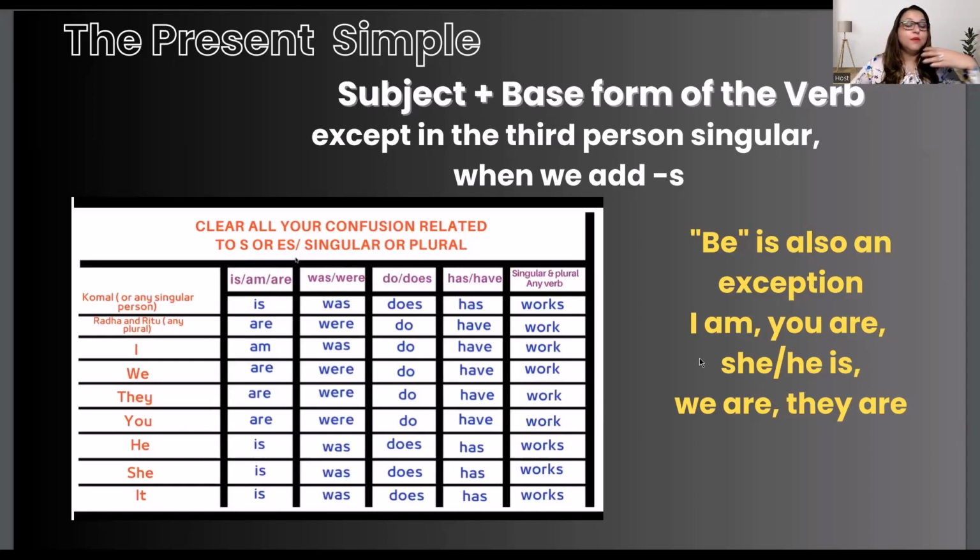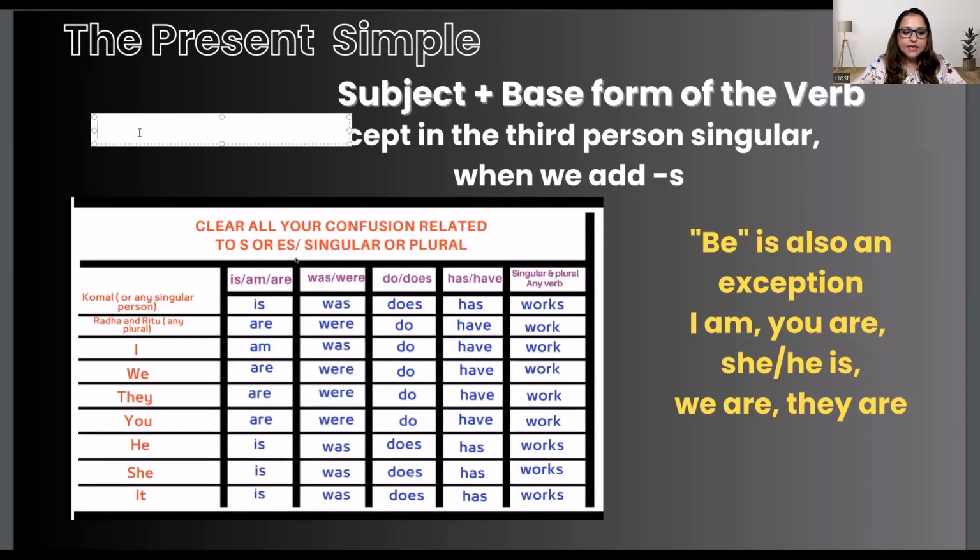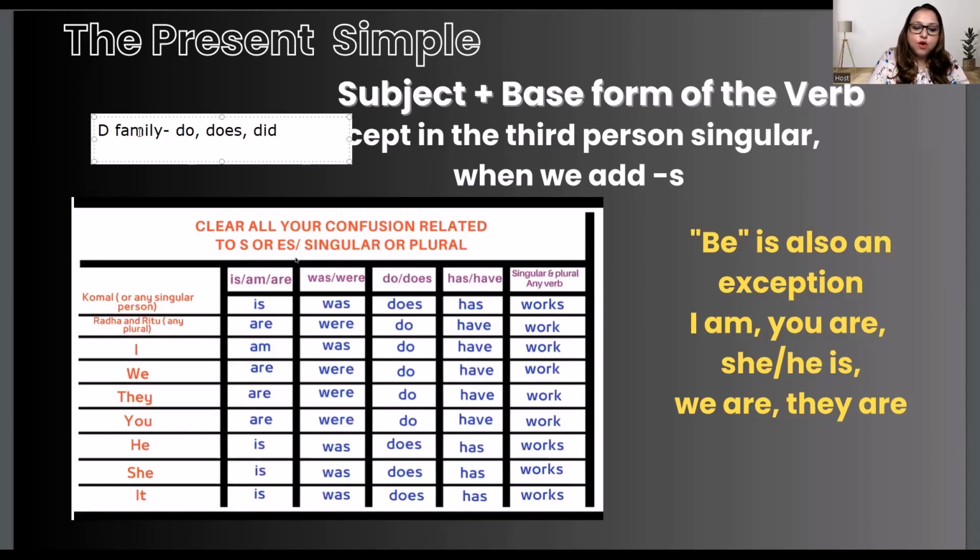We are players. They are salesmen. Okay, so that's how we use them. And here I just want to give you another hack: D family. If you have a D family, then D family is do, does, did. That is D family. And whenever D family is there, then we are using base form of the verb.